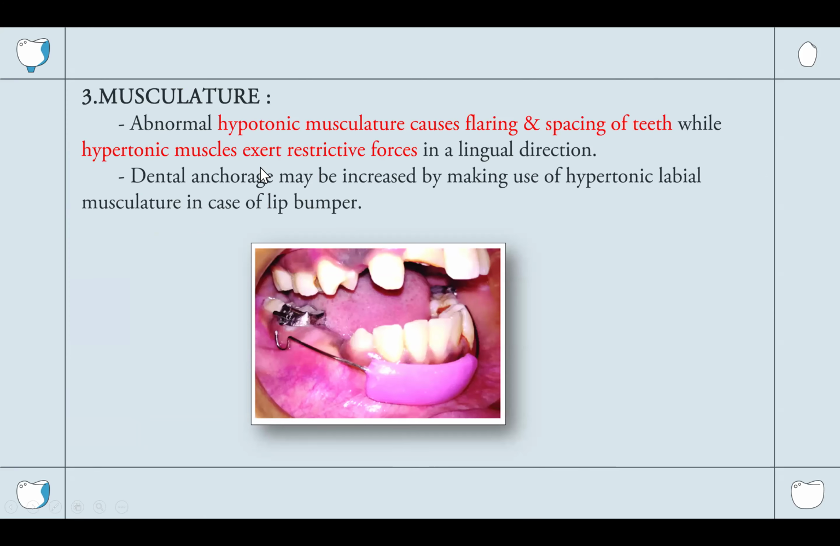Musculature. Abnormal hypertonic musculature causes flaring and spacing of teeth, while hypertonic muscles exert restrictive forces in a lingual direction. Dental anchorage may be increased by making use of hypertonic labial musculature in case of a lip bumper.